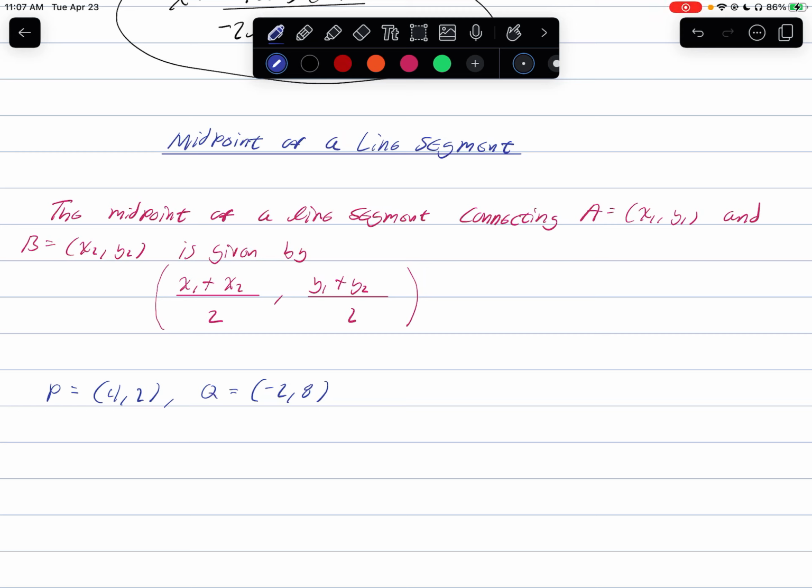In this video, we're going to talk for a minute about the midpoint of a line segment connecting 2 points in the plane. So just real briefly, we have that the midpoint of a line segment connecting a point A equals (x1, y1) and B equals (x2, y2) is given by: the x component is given by x1 plus x2 divided by 2, and the y component is given by y1 plus y2 divided by 2. And what you'll notice is that each of these is the average of the x components and the y components.